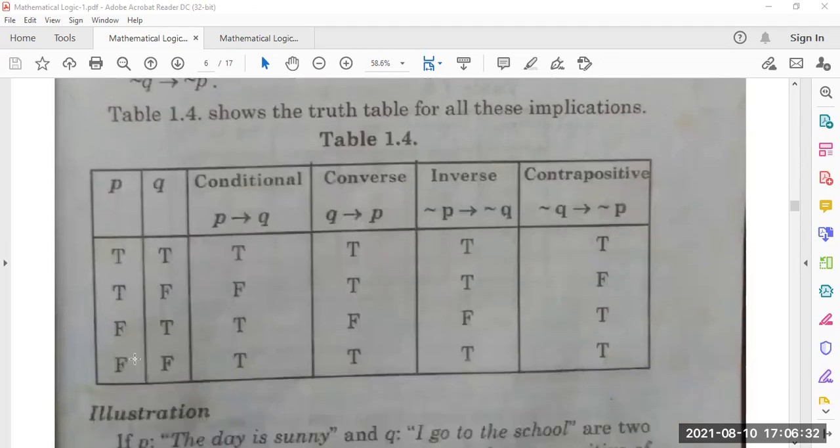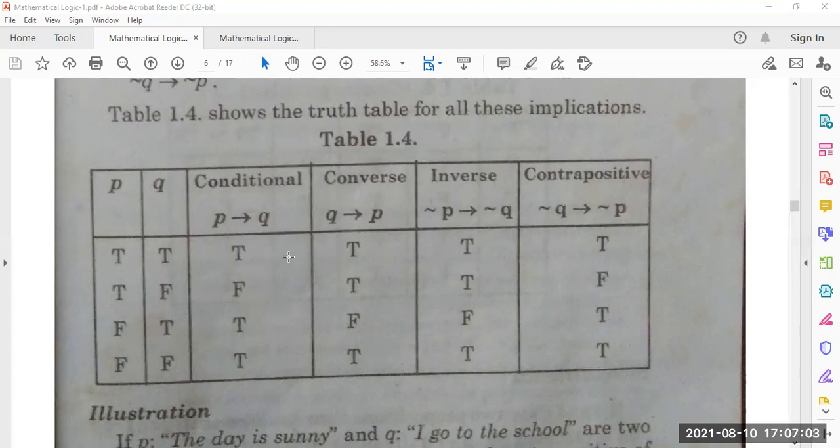Now look at here. P and Q are taken, the conditional P implies Q. For a conditional, we know that if the antecedent is true and the consequent is false, it is false; otherwise all are true. Here P is given as true, true, false, false. Q is given as true, false, true, false. Now TT means T for the conditional, TF means false, FT means T, FF means T. Now this part is over.